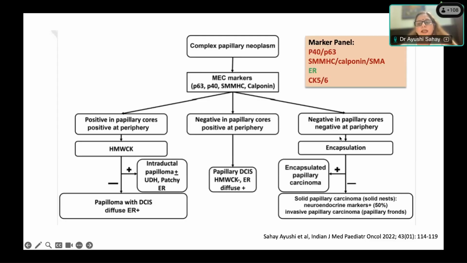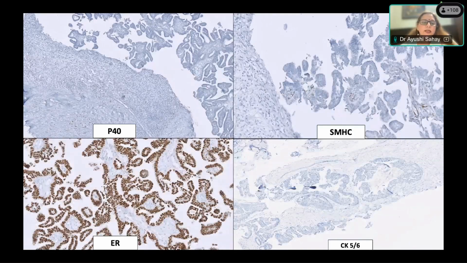And then if you have negative in the cores and negative at the periphery, but it is encapsulated, then it becomes an encapsulated papillary carcinoma. If it is not encapsulated, then you have the other differentials of solid papillary carcinoma. So in this particular case, Harshita, would you like to interpret this IHC?